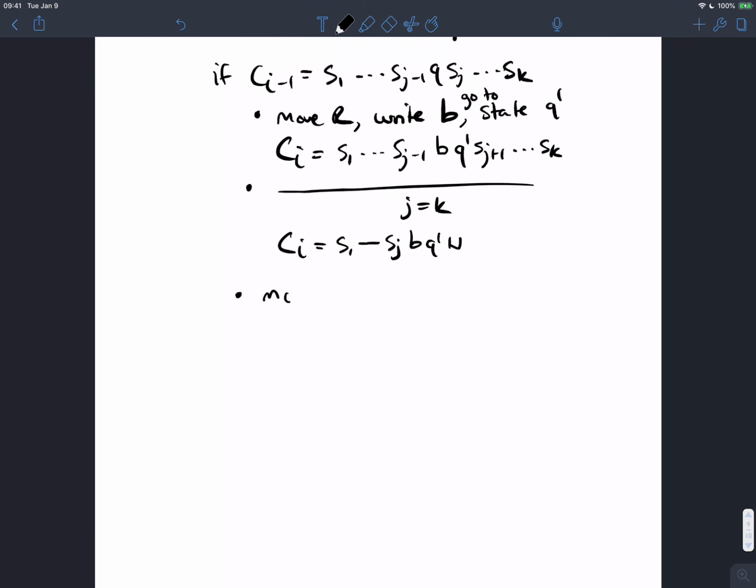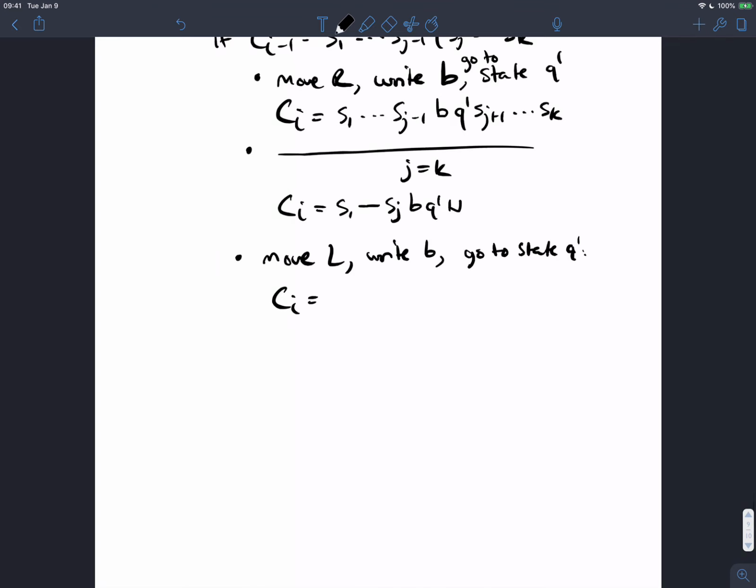And the only other case is if we move left, right, a B, go to state Q prime, sorry. Well, CI is going to be something else. The SI definitely is going to change to a B now because we always read a B there. But now we move left. What character am I going to look at now? S of J minus 1. Good. So instead of looking at Sj now, we're looking at Sj minus 1.